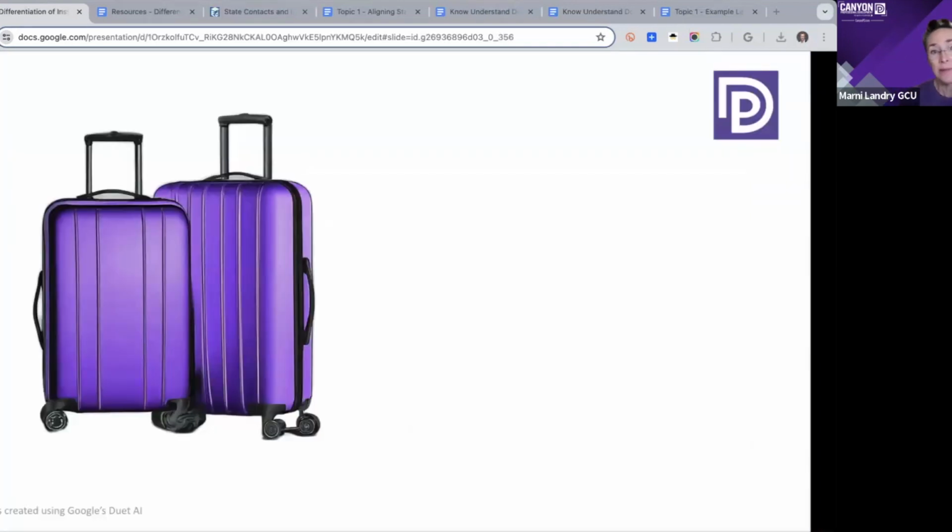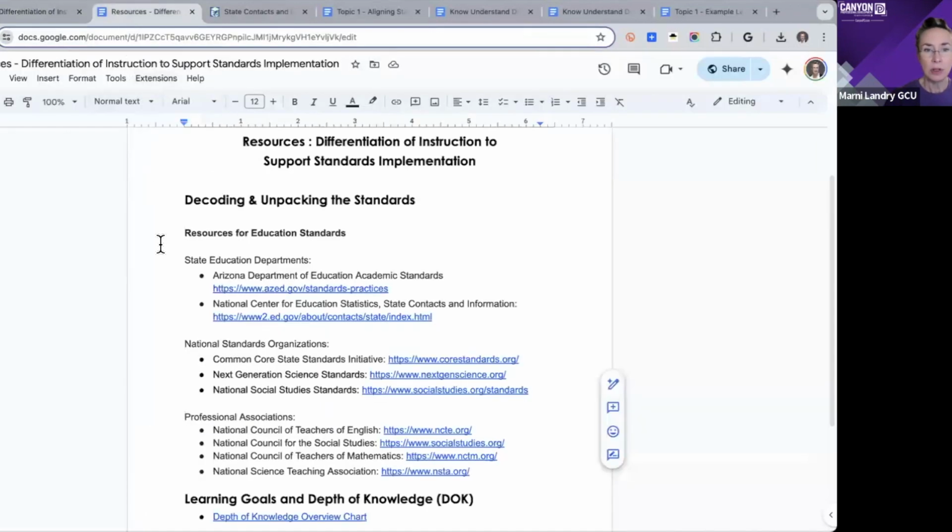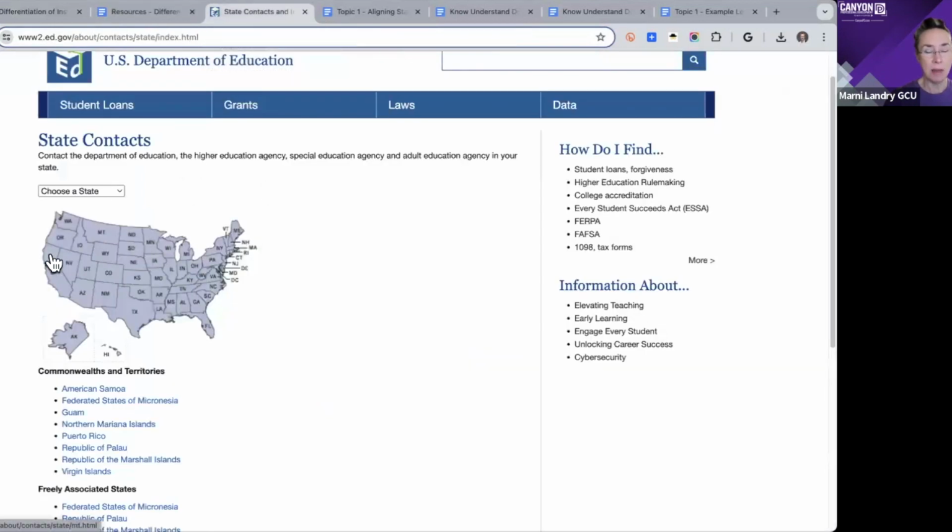So now I have briefly explained to you how to find the suitcase and how to look at the suitcase and understand the suitcase. I'm going to ask you to pause the video and navigate to the resource document and find your state standards using the links provided. So again, if you're teaching in Arizona, you can navigate to the Arizona State Department of Education for their standards, or this national site. With the national site, it has a map, and you can just click on your state, and it has all the links to that state's Department of Education, including their standards.